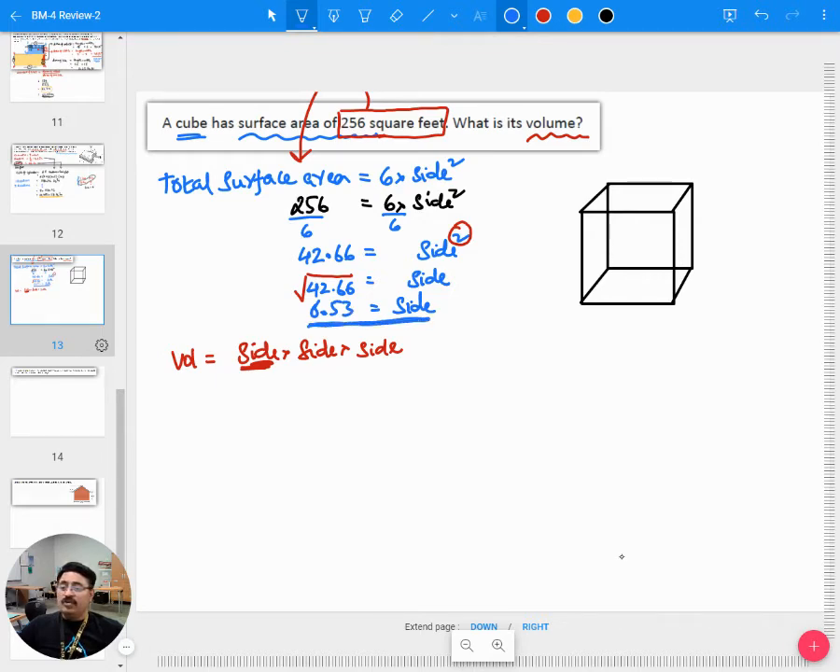The question is, what is the volume? Just now I figured out the side, so it is 6.53 times 6.53 times 6.53. Let me make use of the calculator. 6.53 times 6.53 times 6.53 gives me 278.44 cubic. The units are given as feet, therefore it's cubic feet. That's the answer.